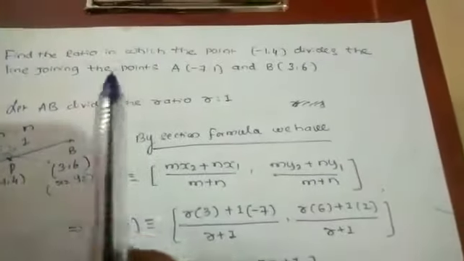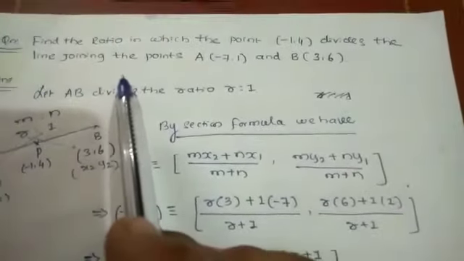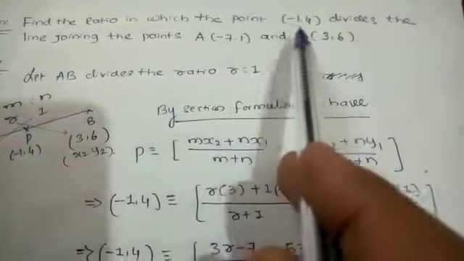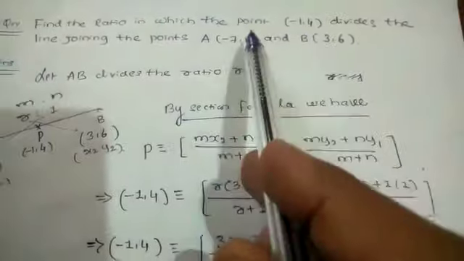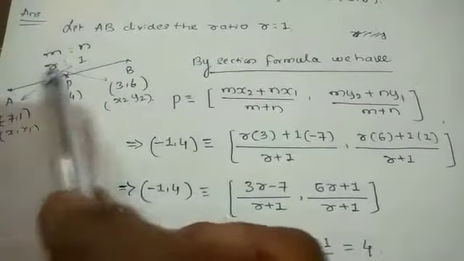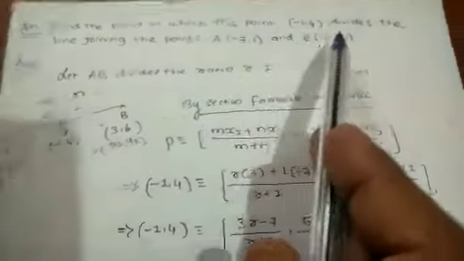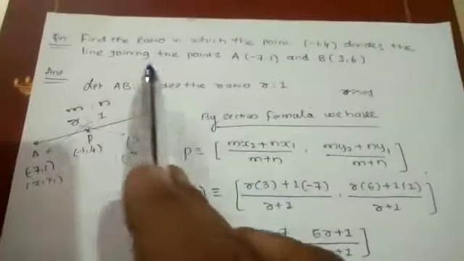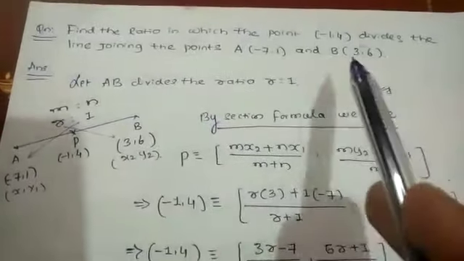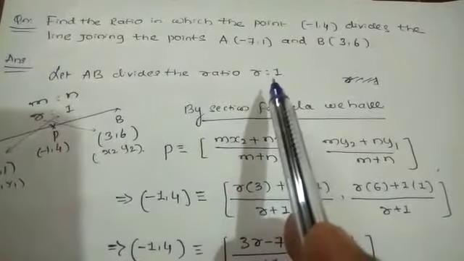Next, an important example on the section formula. Section formula internal and external examples are already given. Find the ratio in which the point (-1, 4), which is the coordinate of P, divides the line joining the points A and B in the ratio r:1. The coordinates of A are given and the coordinates of B are given. Let AB be divided in the ratio r:1.